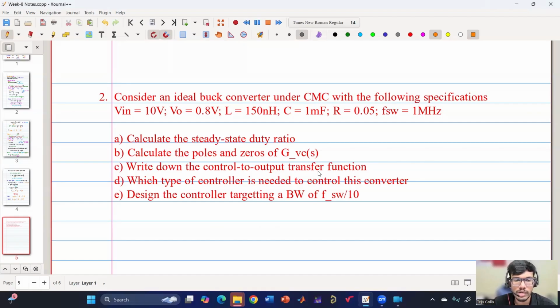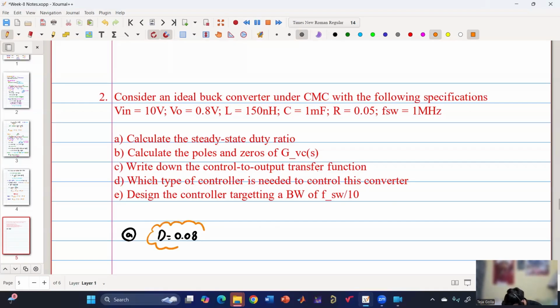And also, if we are targeting a bandwidth of FSW by 10, then design the controller and obtain the controller gains. I'm giving you some time to solve. I think you should be able to calculate the first part easily. So what will be the answer for A? 0.08. Very good. So the steady state duty ratio will be 0.08. Now solve B.